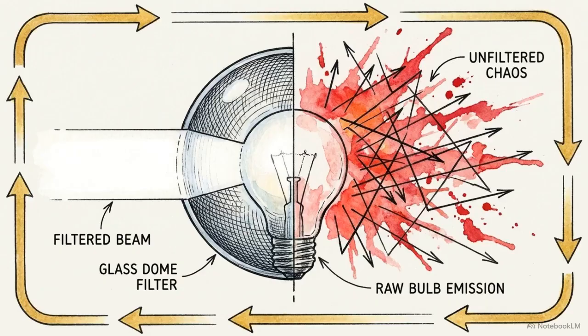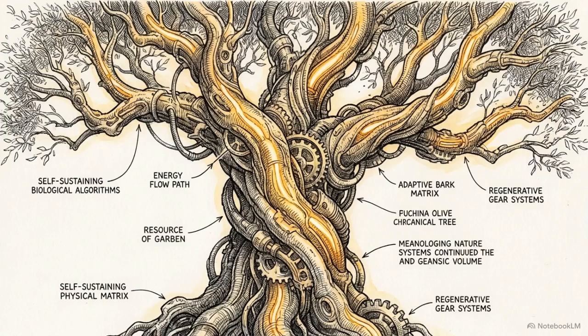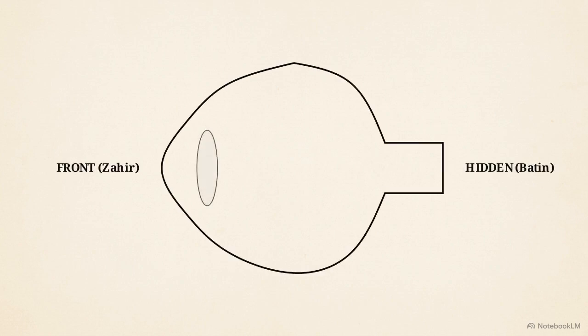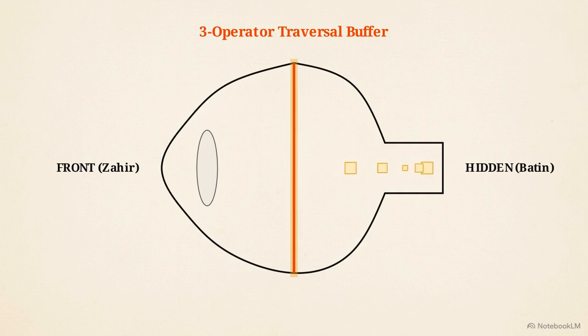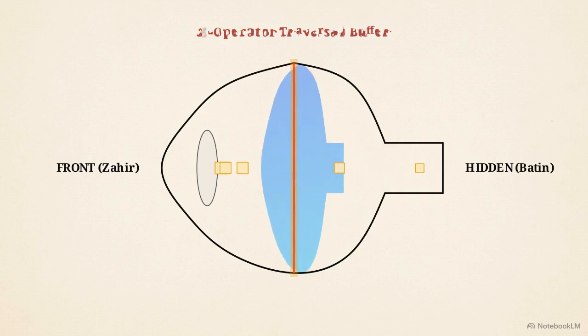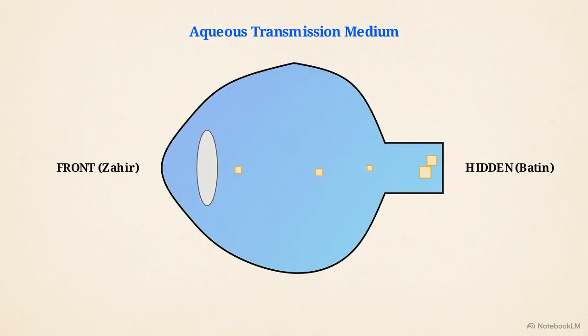The glass acts as an essential filter. Without it, the lamp's internal command would scatter as unusable noise rather than coherent radiation. The system is fueled by what the verse calls a blessed olive tree. This vertical z-axis represents the 3-operator traversal buffer. It functions as a biological algorithm connecting the front of the eye to the deep optic nerve. This operator acts as a continuous cubic processor, which serves as the transmission medium.